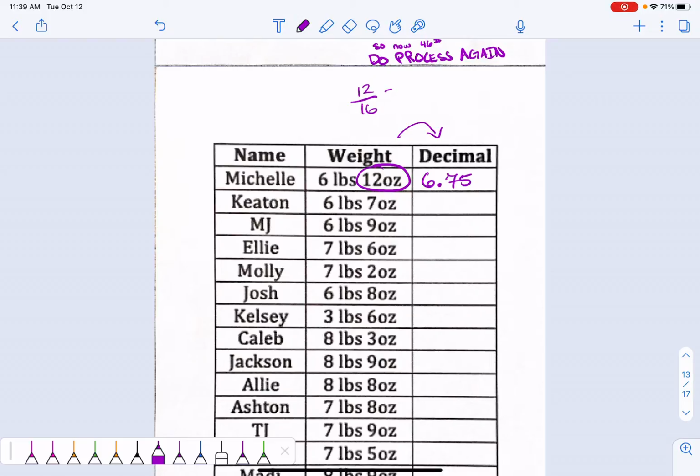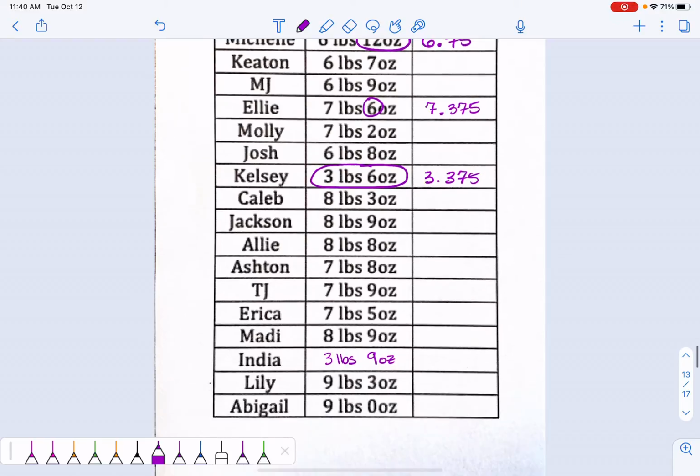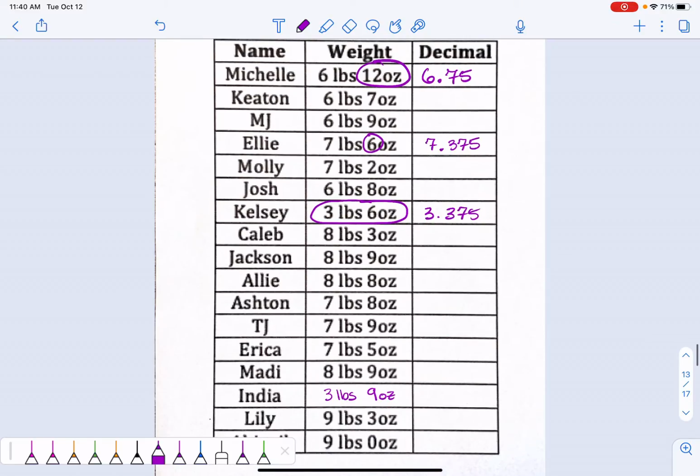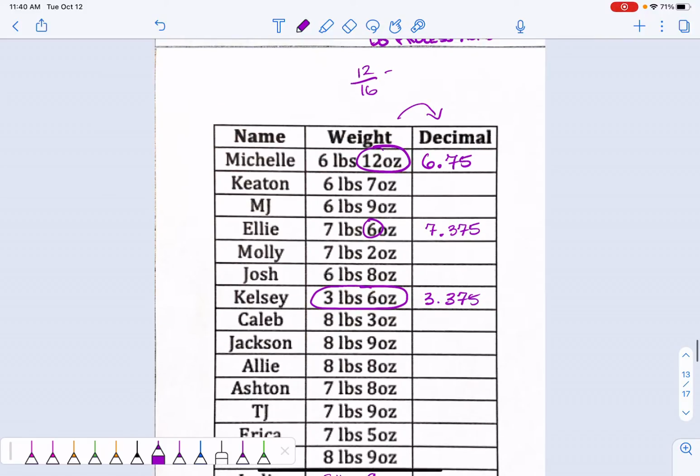If you go down here to 7 pounds 6 ounces for Ellie, 6 ounces would be 0.375. So you can do all of the other ones that are 6 ounces, like 3 pounds 6 ounces would just be 3.375. Just go through and do all of the 6 ounces ones, the 7 ounces ones, 8 ounces, all of that, going all the way through, and it makes it go a little bit faster, okay?